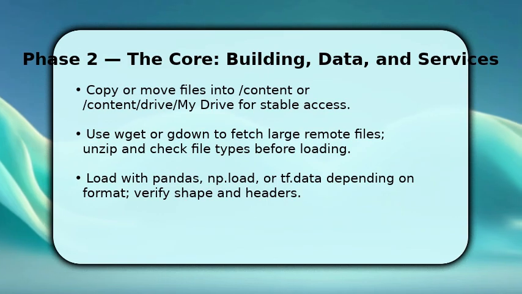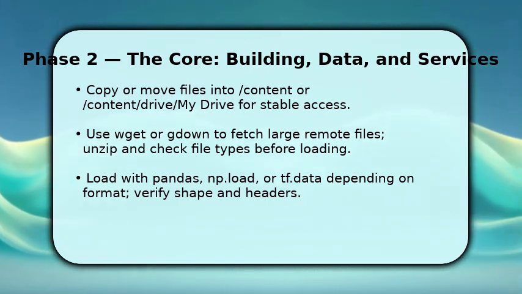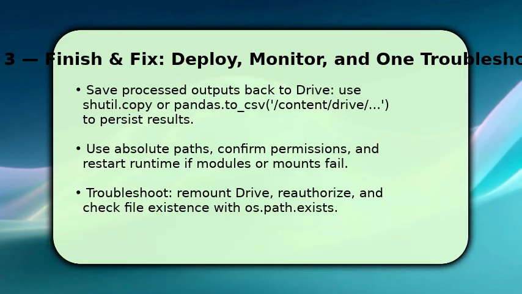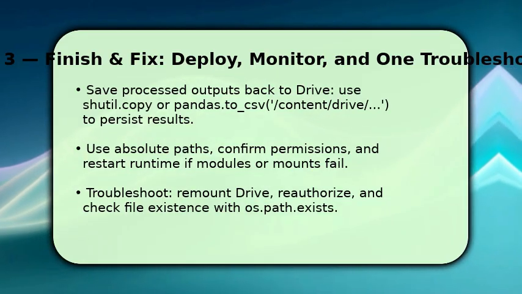To finish, write outputs back to Drive so results persist. Use df.to_csv('/content/drive/mydrive/output.csv') or shutil.copy for single files. Then set variables to absolute paths and document them at the top of the notebook.